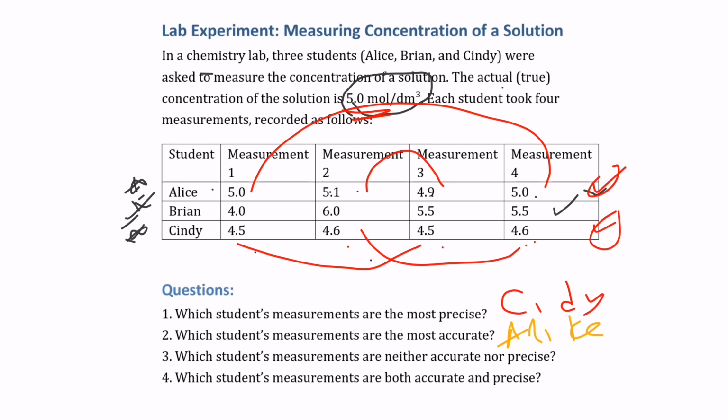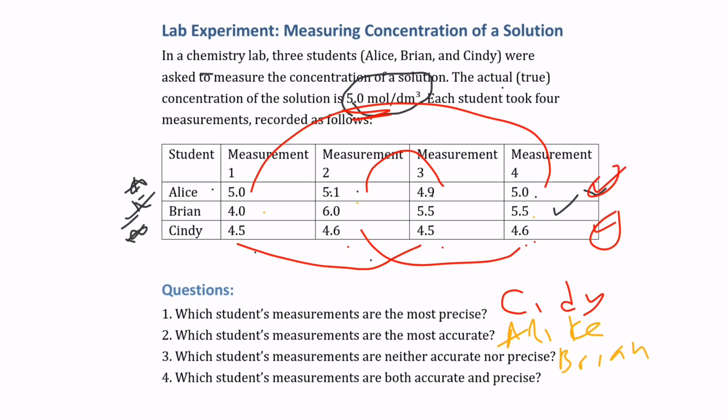Which student measurement are neither accurate nor precise? Which one of these? So when you look at here, it's not closer to each other, or it's not closer to the true value. So Brand 4.0 is not closer to the true value. 6.0 is not close to 5.1, is not close to the true value. Even 5.5 is not closer. So the answer here should be what? Brand.